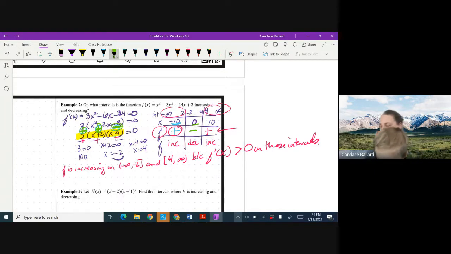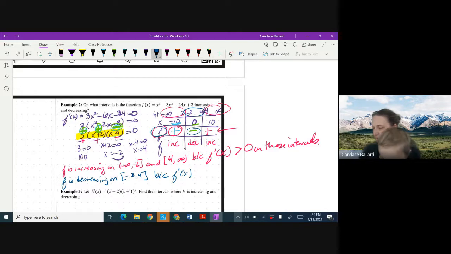All right, let's talk decreasing. F is decreasing on, and I read the interval right out of the sign chart: negative 2 to 4, because F prime of x is negative. The fancy math way to write that is less than 0 on this interval. It helps us complete the sentence. Pretty easy, right?